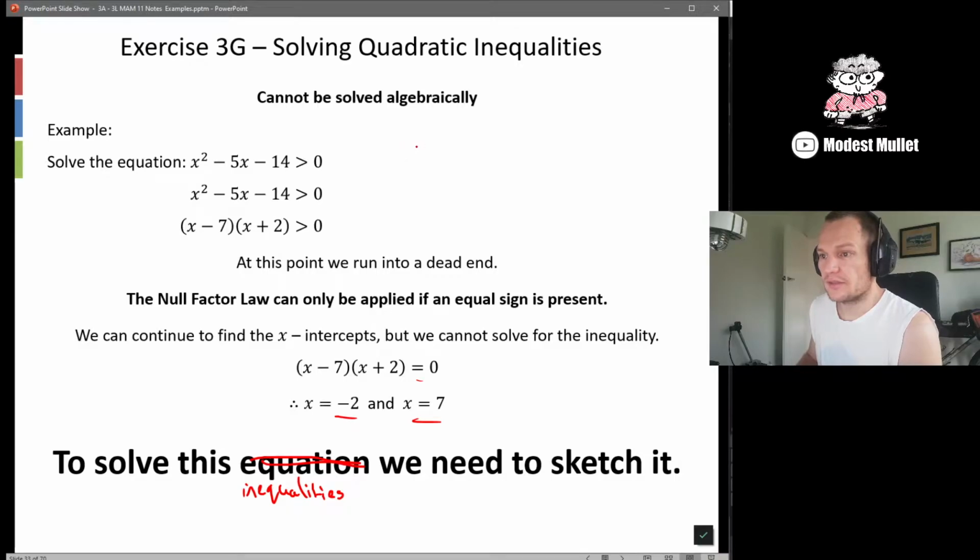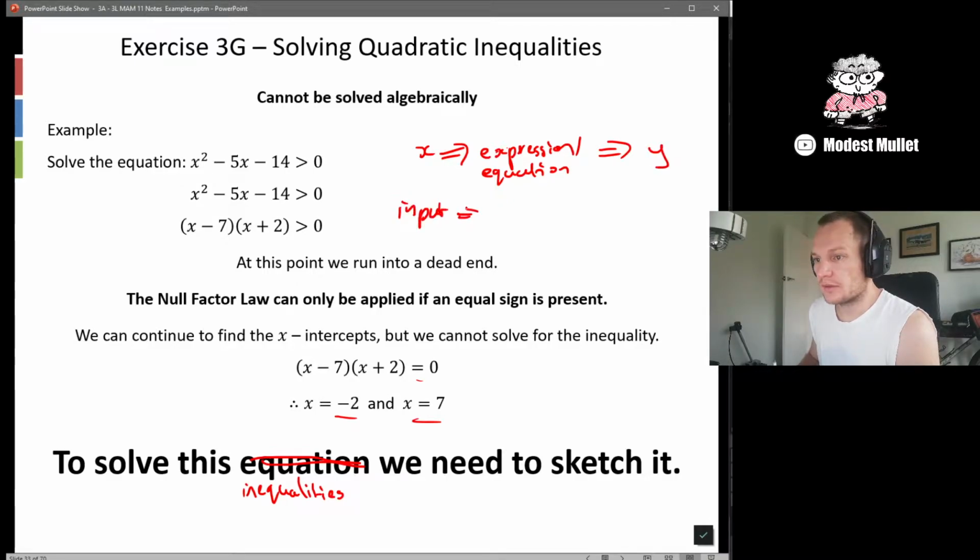So let's think of this as we start with x. We have, let's say, an expression or an equation. And we get some output, which we call y. We have input, we do something to it, and we get our output.